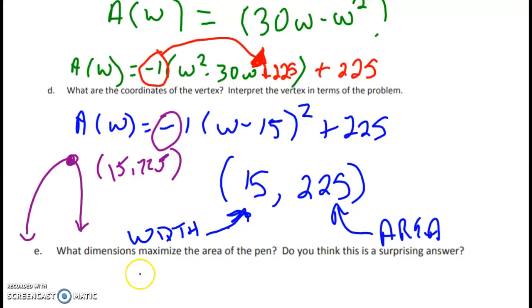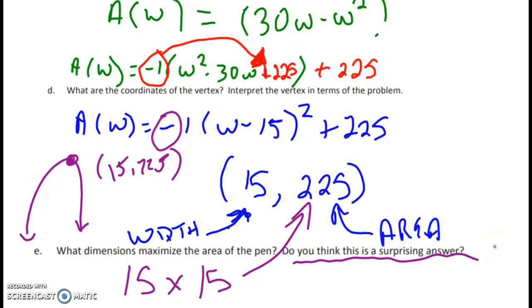So the dimensions that will maximize, well, if the width is 15 and the length is 30 minus the width, 30 minus 15 is 15. So 15 by 15 is what the dimensions will be to get me my maximum area, which is 225. So everything ties back together. Do you think this is a surprising answer? Because, yes, it's a rectangle, but it's ideally a perfect rectangle, or a square. So all the dimensions of the sides are the same.